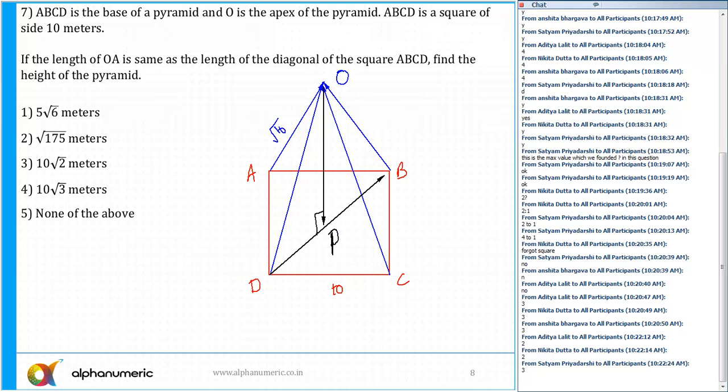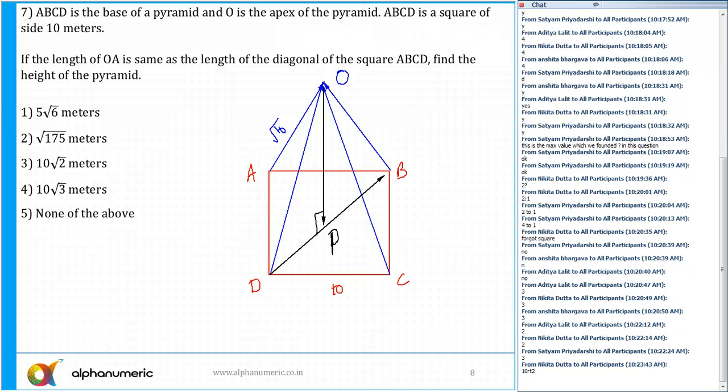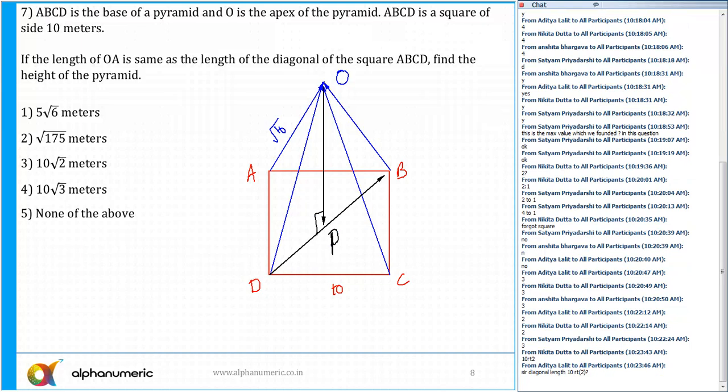What is the length of DP? Can anyone tell me? 10 root 2 by 2, isn't it? The length of the diagonal DB is 10 root 2. That's right. I've written 10, 10, 10, so that is 10 root 2. OA is equal to 10 root 2.